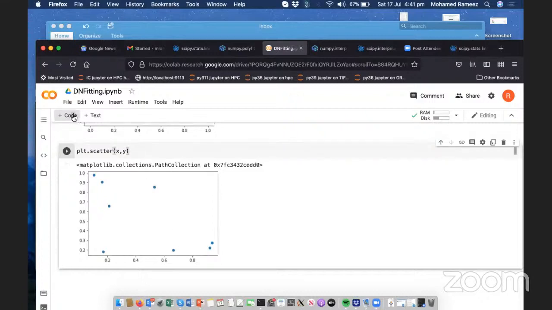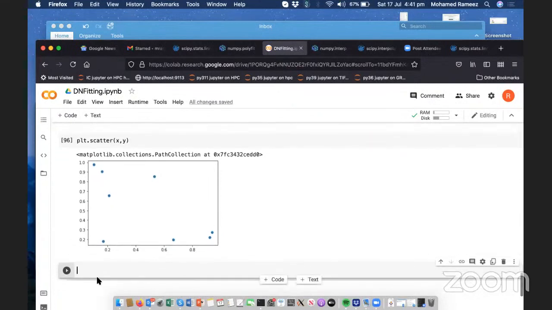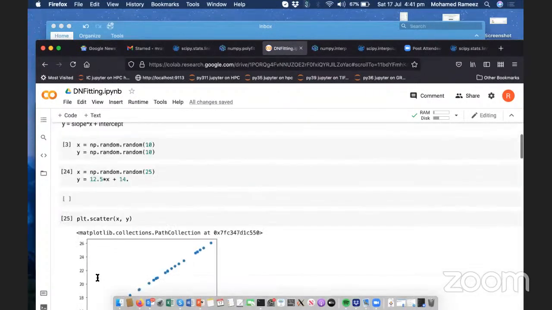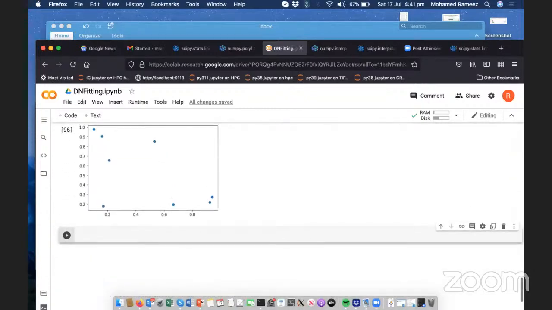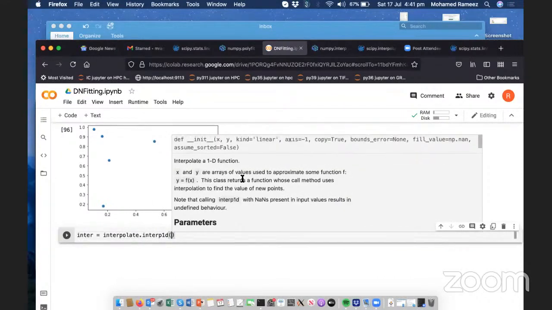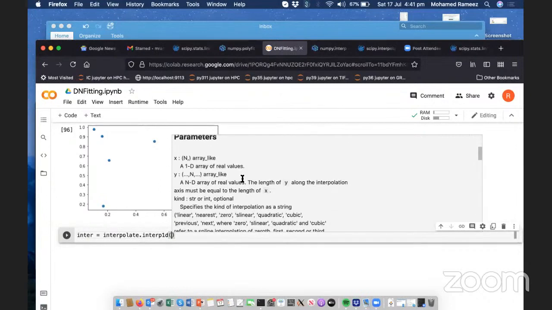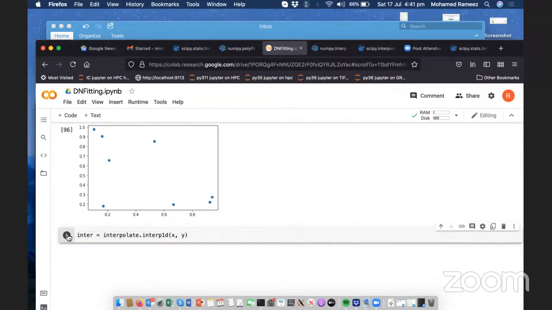And you may find that by creating an object called interpolate.interp1d. So let me create this object as interpolate.interp1d. Let us examine what it does. So x comma y, right?